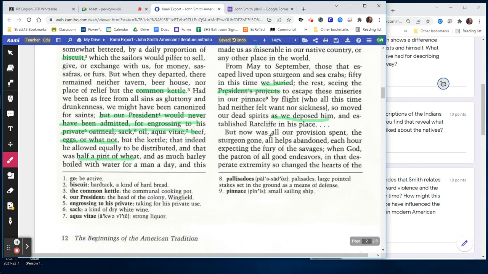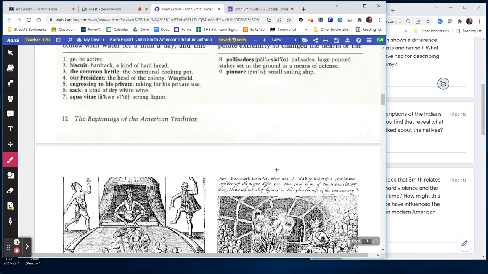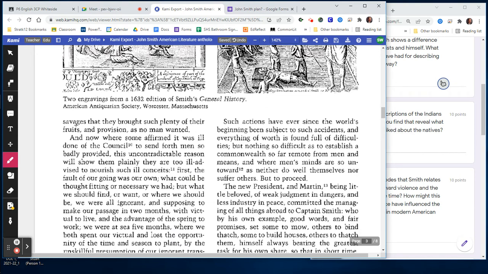But now was all our provisions spent, the sturgeon gone, all hopes abandoned, each hour expecting the fury of the savages, when God, the patron of all good endeavors, in that desperate extremity, so changed the hearts of the savages that they brought us such plenty of their fruits and provisions as no man wanted.